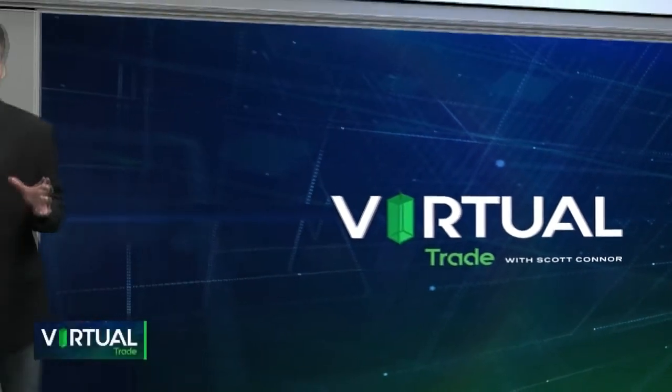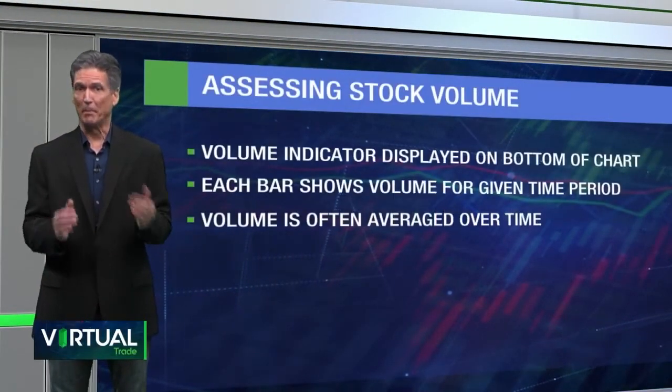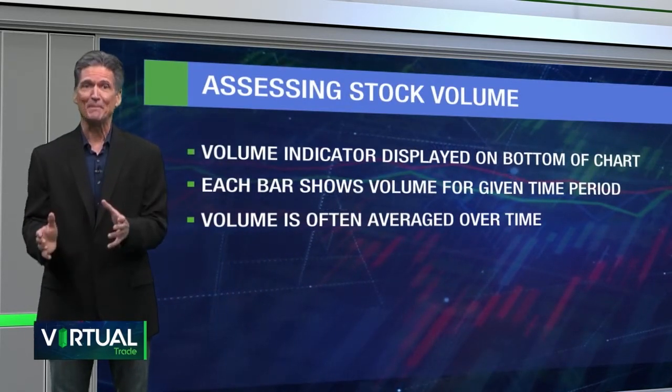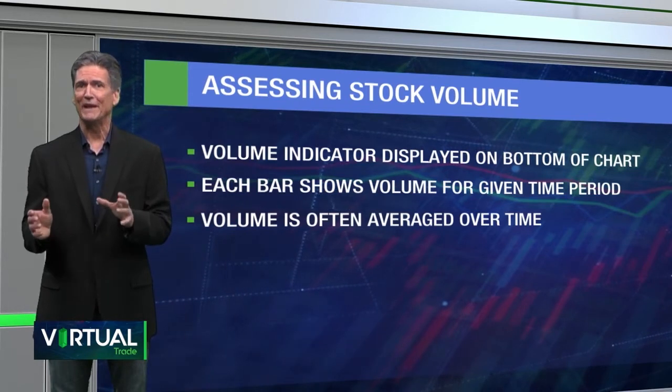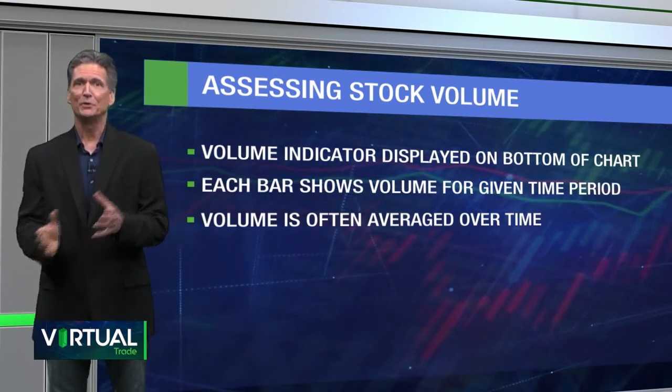So to recap, the volume indicator is often displayed at the bottom of the stock chart as a bar or histogram. Now, each bar shows the volume for a given time period. And volume is often averaged over time, allowing investors to compare current volume to the past volume.